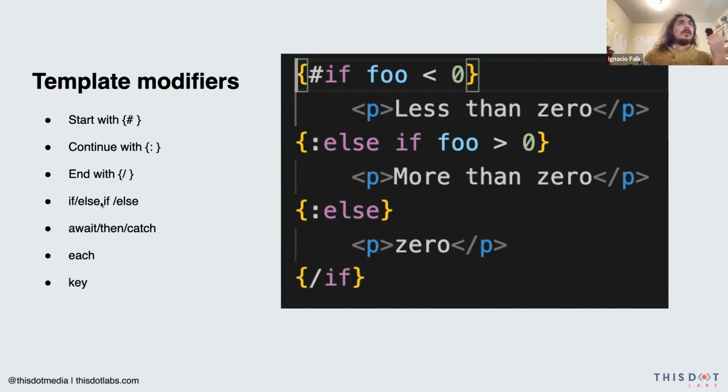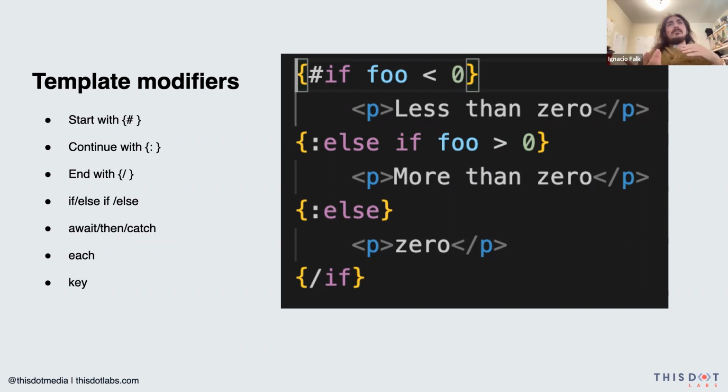The modifiers provided are if else, await then catch, where you wait for a promise and render something. Otherwise, when it resolves, render something different, and if it errors, render something different. You have each to iterate on an array and render a component, each item to render each item, sorry.